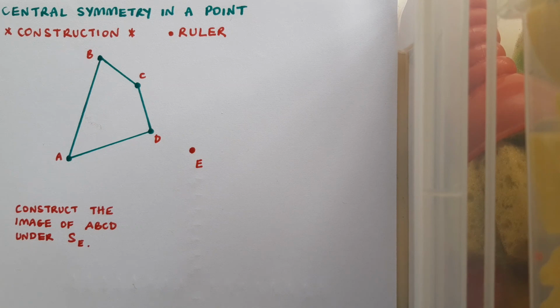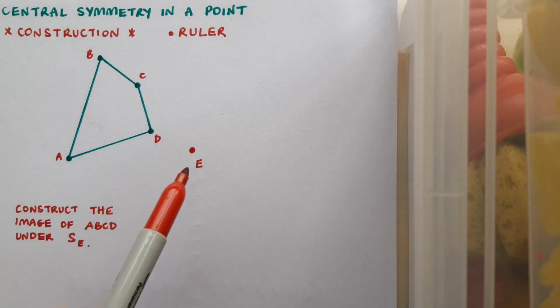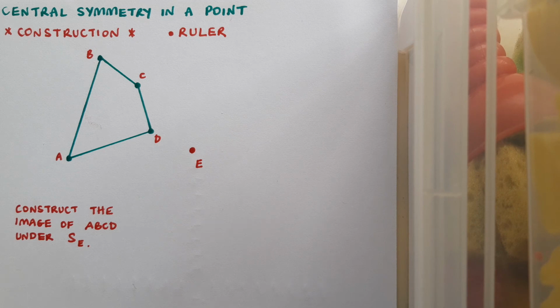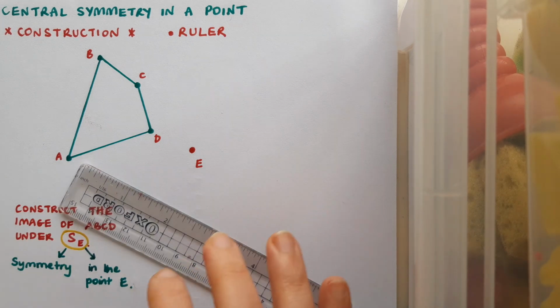So here we have an example. On the left, I've got a quadrilateral ABCD. I've got this point E. And the question says, construct the image of ABCD under SE. Here, SE just means symmetry in the point E. So as I said, all we require for this construction is a ruler.